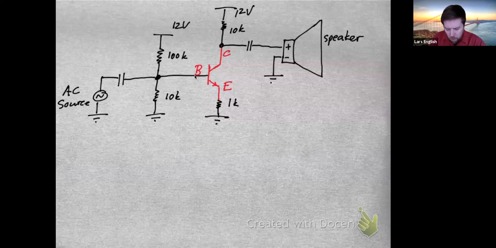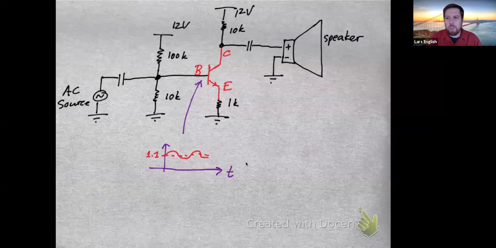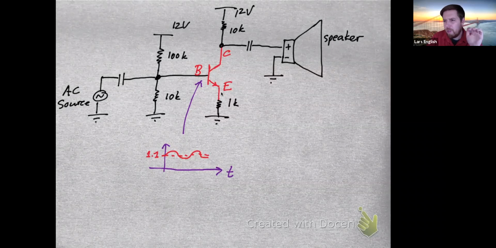Okay. Well, before it was sitting at 1.1. So maybe before it was sitting at 1.1, but now we get these oscillations about 1.1 volts. Okay, and so this V sub BE is also going to modulate. So then of course this current here is going to feel a big effect from that, in particular the current going down from C to E.